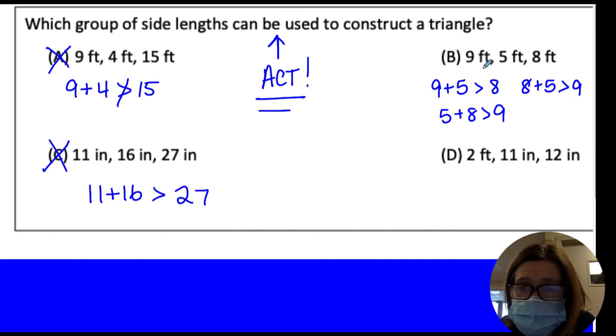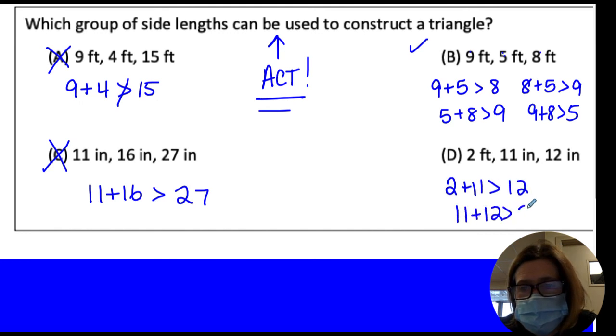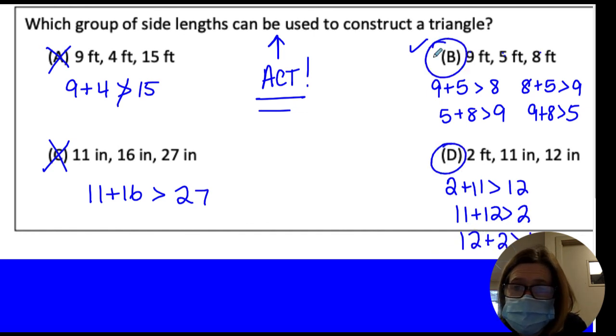I just did that one. I did 9 and 5, I did 5 and 8. So 9 and 8 is greater than 5. So this works. And I can already see here, well, wait a second. 2 plus 11 is greater than 12. 11 plus 12 is greater than 2. And 12 plus 2 is greater than 11. So this works as well, unless I made a mistake there. If I made a mistake, please catch my mistake and fix it for me.